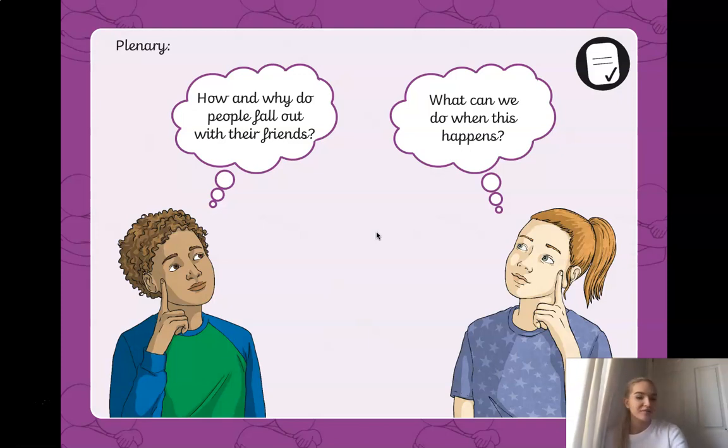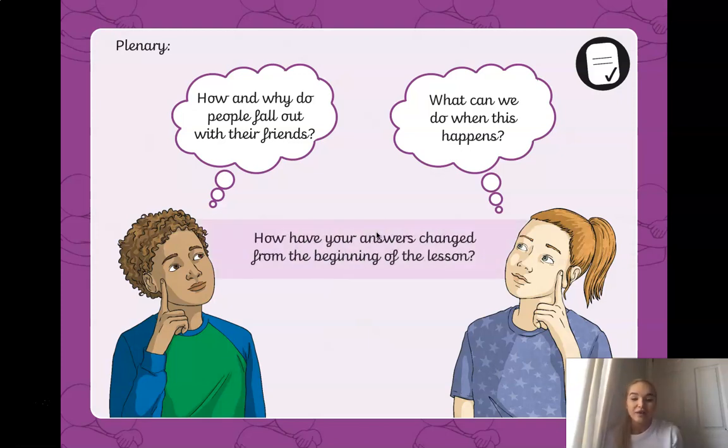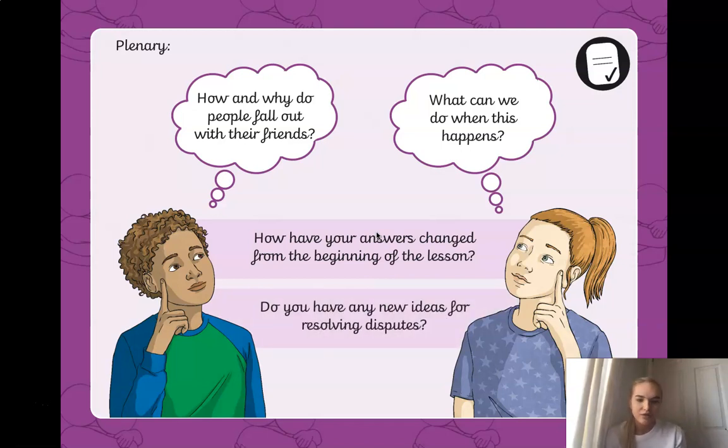Okay, perhaps you've got some fantastic ideas there, and hopefully you've learnt lots, and maybe your answers have changed a lot from the beginning of the lesson. I want to ask you a question. Do you have any new ideas for how we could resolve disputes? Perhaps you could bring them to the classroom with you on Monday so that we can talk through them together.